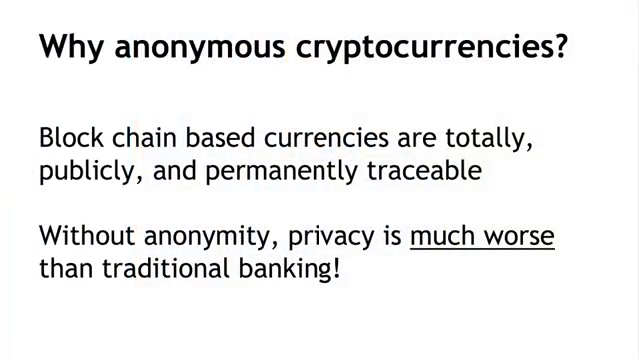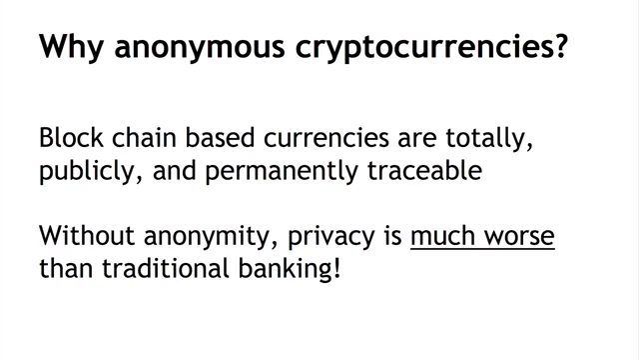Okay, let's switch gears a little bit and talk about the ethics of anonymity. Why do people want anonymity? We've already seen a little bit the connection between anonymity and privacy, but let's make that very concrete. Now, in blockchain-based currencies, because all transactions are recorded on the ledger, they're totally and publicly and permanently traceable. And so if your identity ever gets linked to these transactions, you're in a situation where your privacy level is much worse than you get with traditional banking.